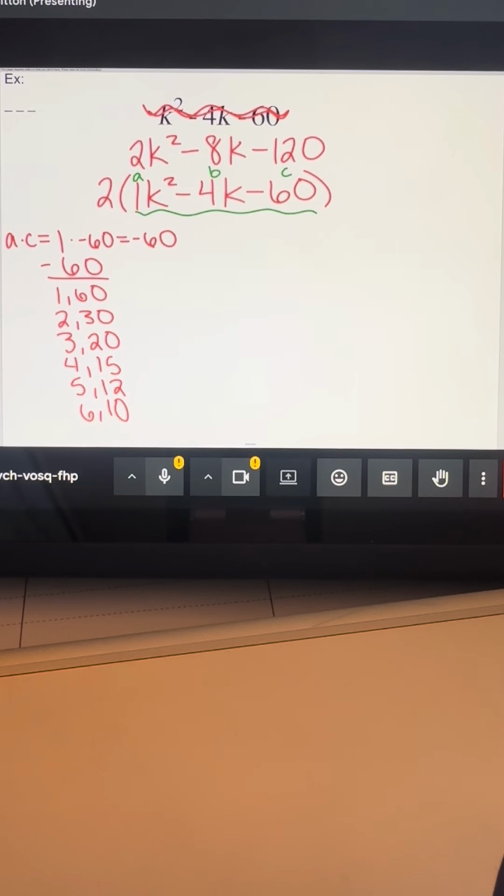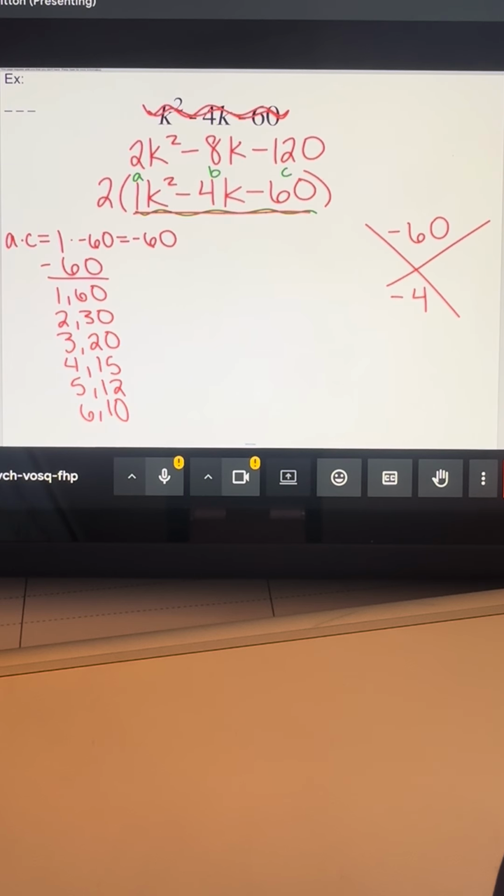Okay, now that I have all my factors, I'm going to make my x. So what goes on top of the x? Negative 60. And on bottom, negative 4. What I notice sometimes is whenever you factor out this 2, whenever you do your x, you put negative 120 on top or you put negative 8 on bottom. We're no longer looking at that original problem. We're looking at what we factored here. So the negative 4 would go on bottom.